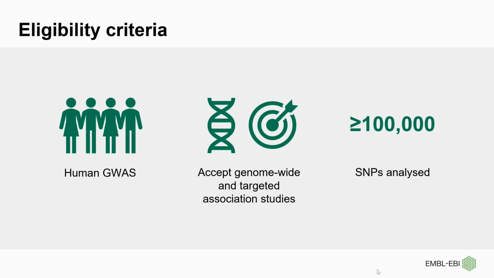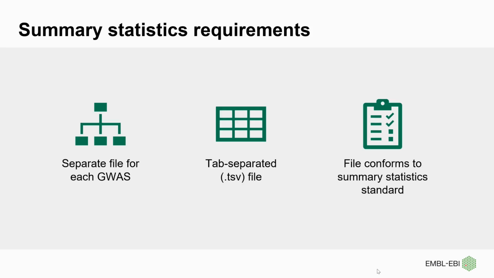So the eligibility criteria for submitting your data to the GWAS catalog are that they must be for a human GWAS. We accept data for both genome-wide and targeted or exome-based array association studies, and those can include array-based and sequencing-based studies. But in all cases, we need at least 100,000 variants to have been analyzed in the study.